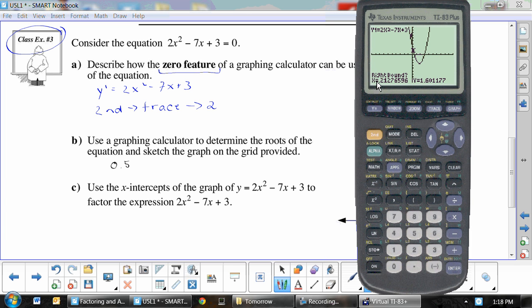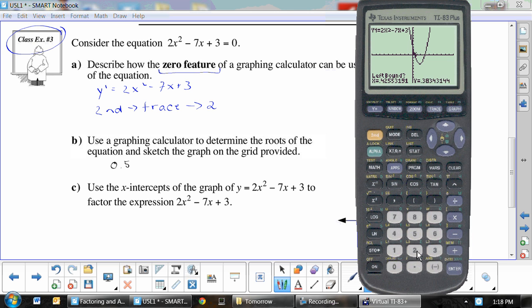And now it says right bound. So I want to move it so it's just to the right of the x-intercept. And you'll know you're there when the sign of the y changes, because when you cross the x-intercept, your y is going to change, right? And you hit enter twice, and it'll find it. Okay? So we found x is equal to 0.5, and then you also have to go and find the other one.